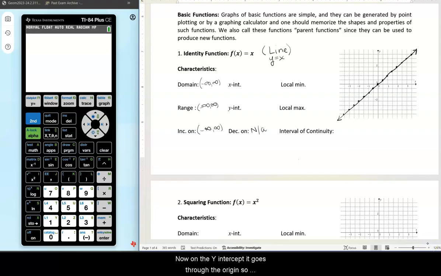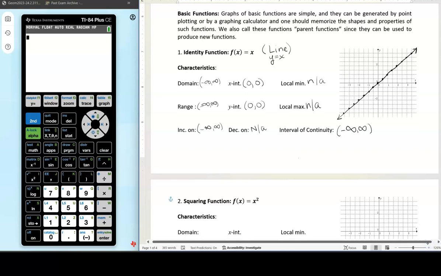Now, on the y-intercept, it goes through the origin, so the y-intercept happens at (0, 0), which means that the x-intercept is also at (0, 0), right there at that origin. It does not have a local min or a local max because there's nowhere on this graph that it turns around and goes the other direction, up or down. It continuously goes up and to the right. So there's not a local min, there's not a local max, and the interval of continuity is from negative infinity to infinity. And that's our first basic graph.